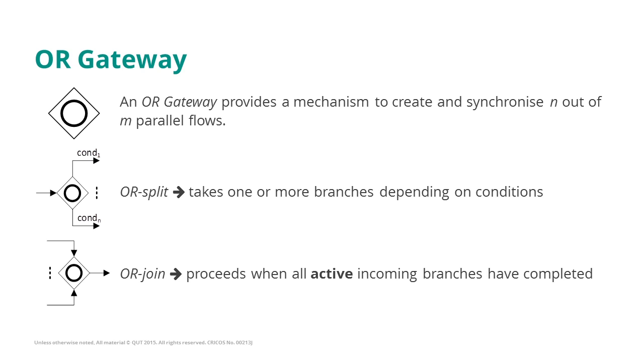So if only one of all the incoming branches of the OR join is active, then it will only wait for the token to arrive from that particular branch. But if more than one is active, then it will wait for all those branches that are indeed active, hence synchronizing all those tokens and only sending one token to the outgoing branch, similarly to what the AND join does.